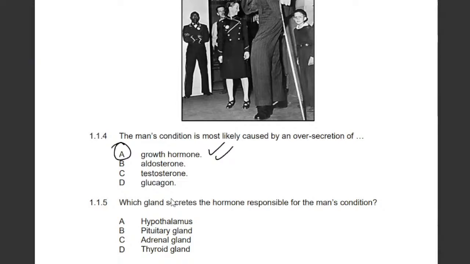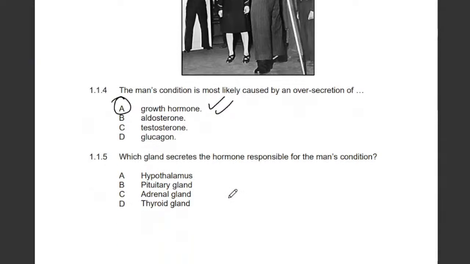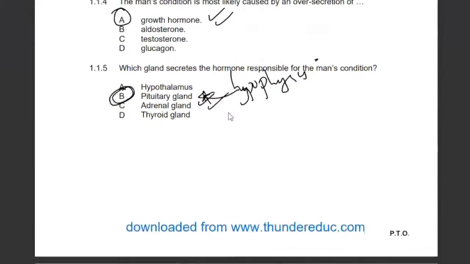Then we go to the next question, which is, which gland secretes the hormone responsible for the man's condition? So where is this hormone being produced from? It's being produced from the hypophysis, or sometimes we call it the pituitary gland. Don't forget that the pituitary gland produces a number of hormones. Among these hormones, we have the growth hormone. Therefore, the answer becomes B, and then you get 2 marks there.